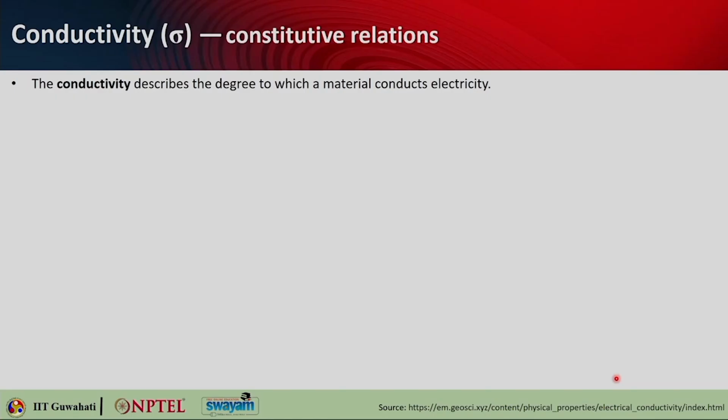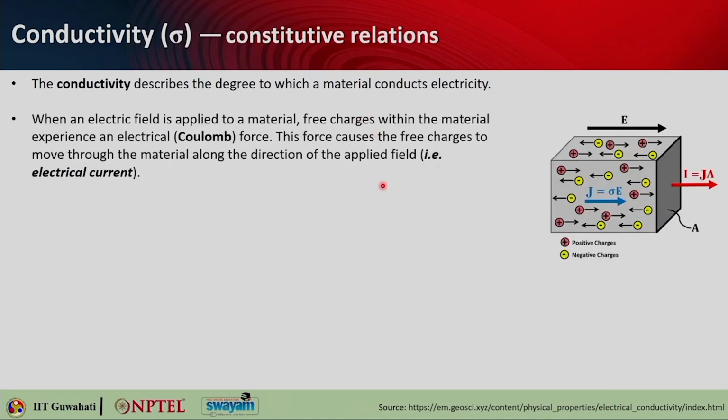So conductivity describes the degree to which a material can conduct electricity, and what happens when an electric field is applied to a material. The free charges inside, these are not bound charges, will experience an electric force, that is basically the Coulomb force, and this force will cause the free charge to move through the material in the direction of the applied electric field. So the electric field is applied in this direction, so all the positive charges will move from left to right, whereas the electrons will move on the other side.